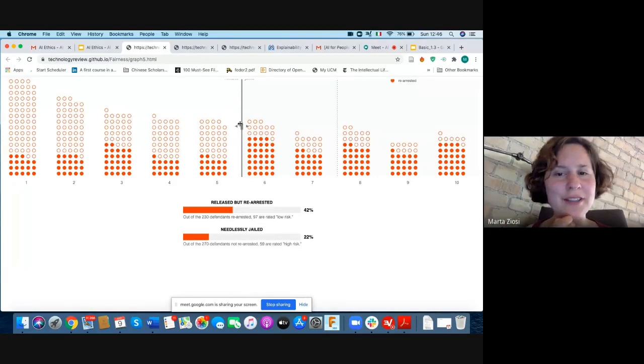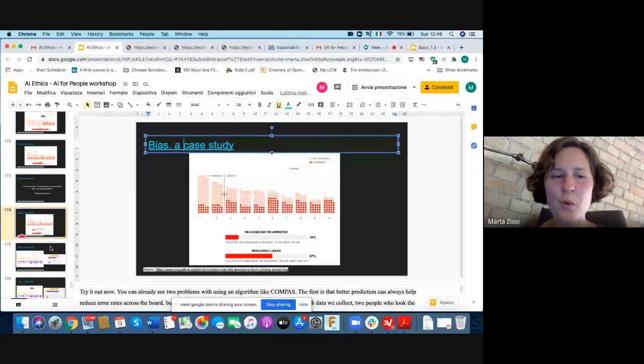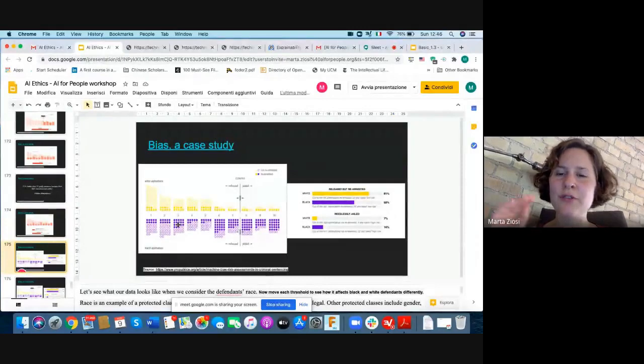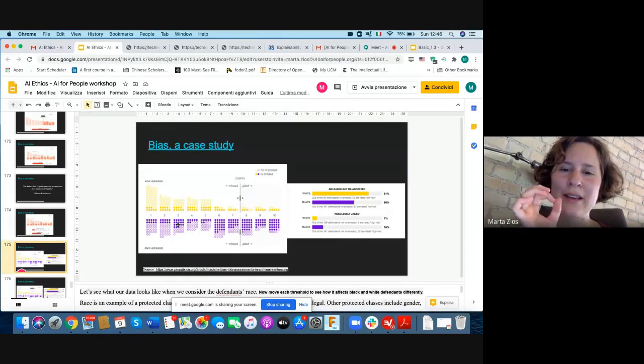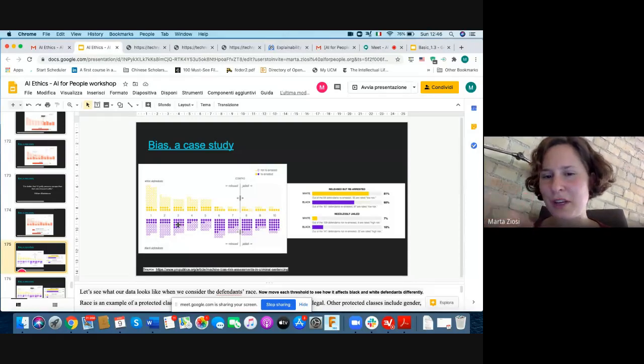That I want to leave you with, but it's not over, because I think Phil put in an interesting one. He said, false positive rate versus true negative rate, right? This is what we have dealt with so far. Even though you thought that might be complicated, now we go a level more. What if we check for different populations within our sample? So let's see what our data looks like when we consider the defendant's race, which was the very problem in Compass. So now I will send you the link, move each threshold to see how it affects black and white defendants in a different way.